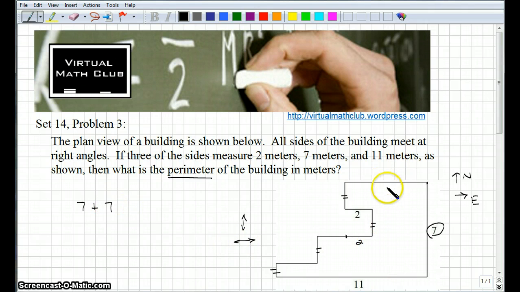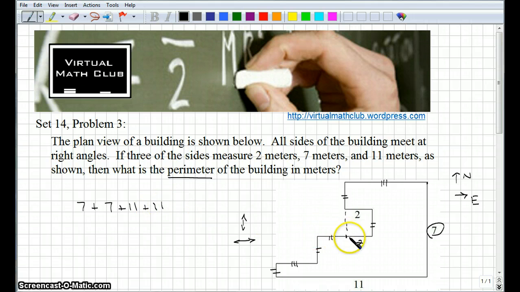Now let's look at the north and south facing walls. We're given the south facing wall is 11, and we're given some north facing walls, and I'm going to mark these with a triple hash mark. If I draw a little dashed line here, you can see that all these northward facing walls have to add up to 11. So we have a southward facing wall, which is 11, and the sum of all these northward facing walls, which is another 11.